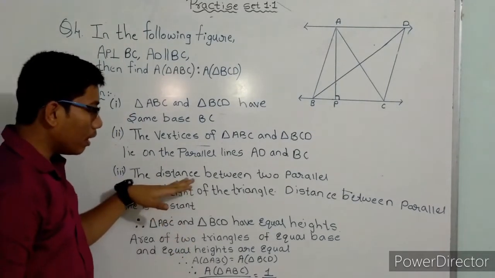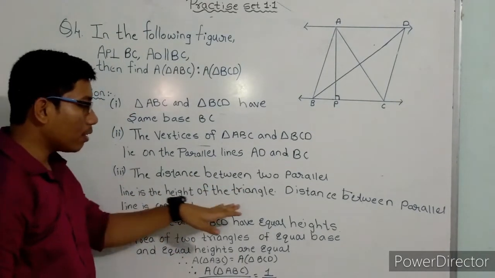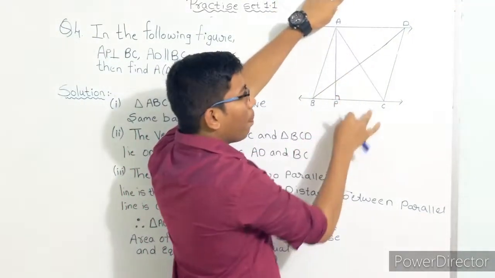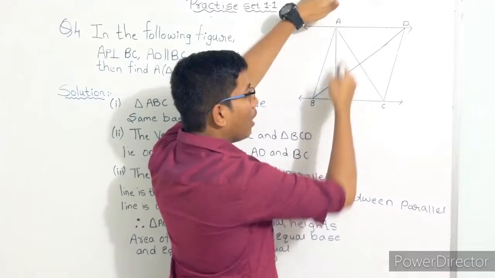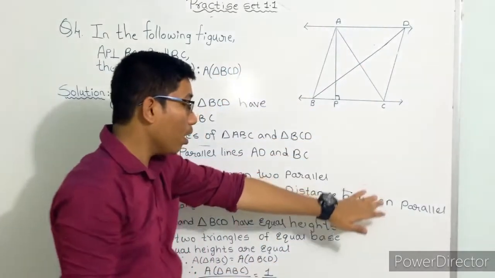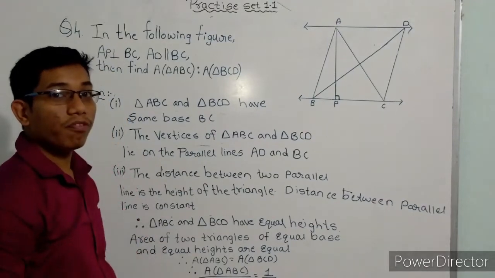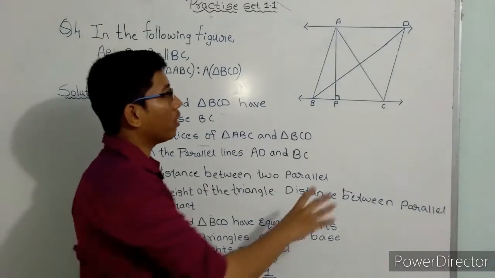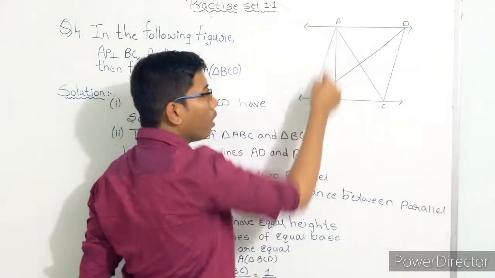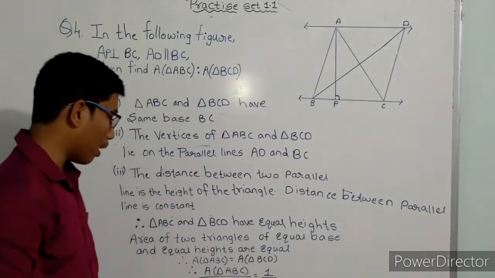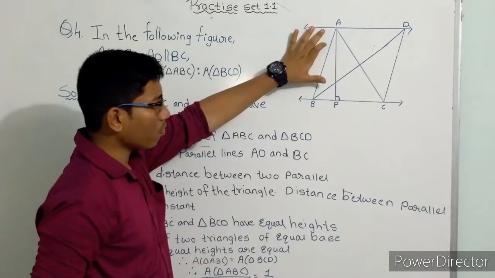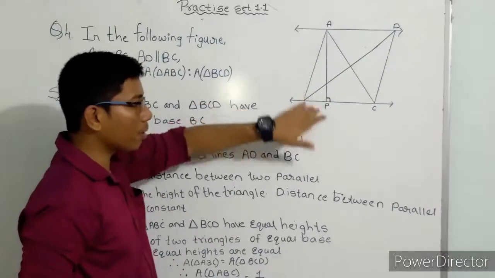Next, the distance between two parallel lines is the height of the triangle. These are both the parallel lines, and between these lines AP acts as the height. We know that the distance between two parallel lines is always constant. If the distance between two parallel lines is constant, AP will represent the height of the triangle. So it is clear that both the triangles have equal height AP.